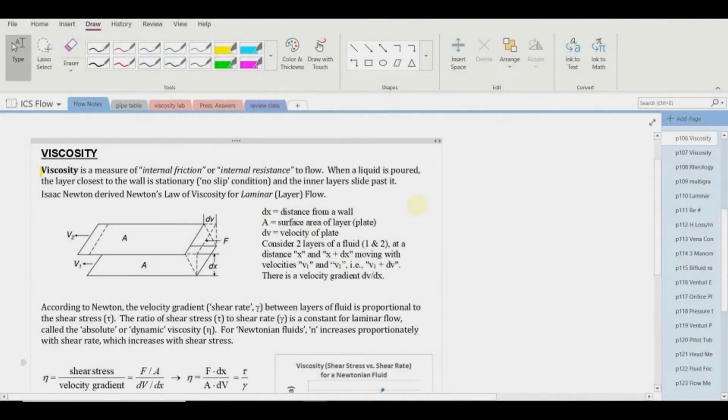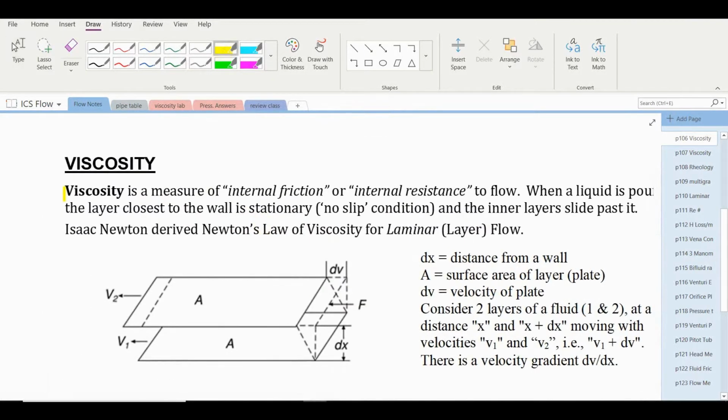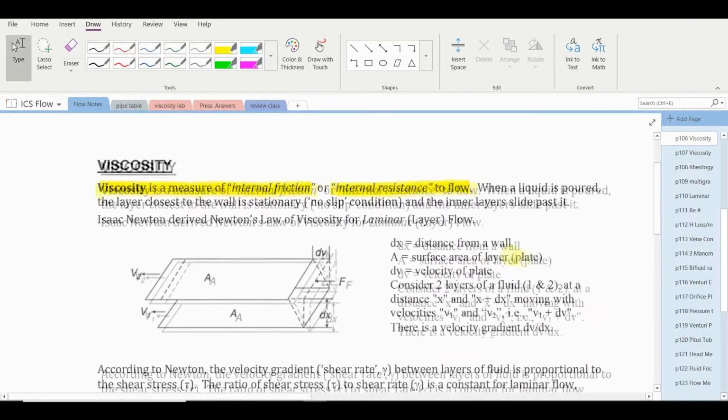This is ICS Fluid Flow Lecture number 3, Viscosity and Reynolds number, page 106. So we all recognize viscosity as the thickness of a liquid when we pour it, like oils pour slowly and water pours quickly. Viscosity is defined as the measure of internal friction or internal resistance to flow.